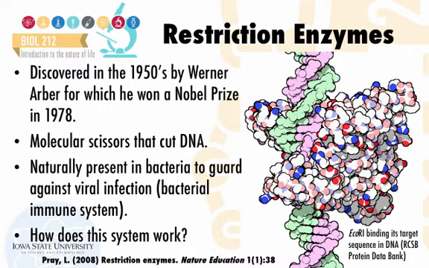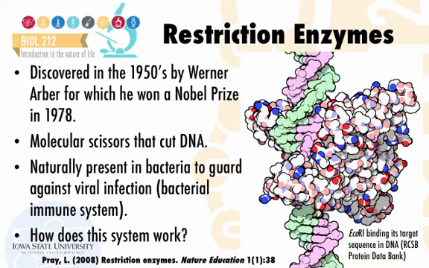Restriction enzymes are naturally present in bacteria to guard against viral infection. Thus, they serve as a bacterial cell's immune system. So how does this immune system work? Bacteria are constantly under attack by viruses called bacteriophages. Bacteriophages attack by inserting their DNA into the bacterial host cell and taking over its machinery to make more copies of themselves. Restriction enzymes produced by the bacterial cell cut the foreign DNA, rendering it inactive.